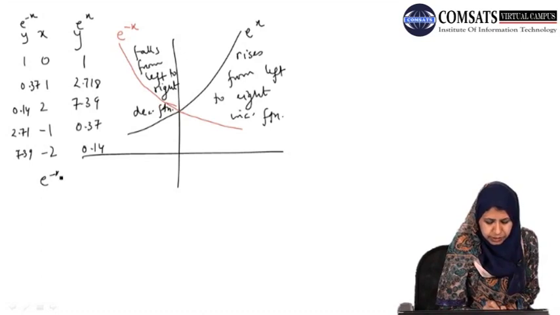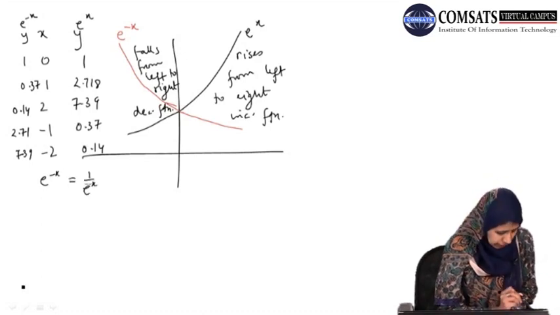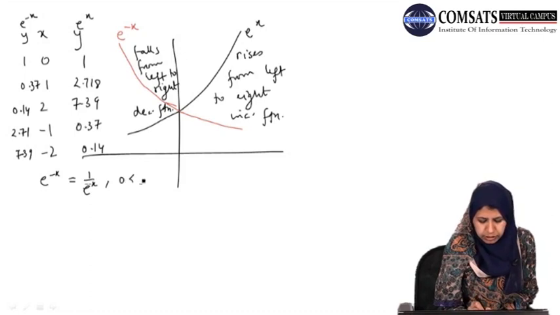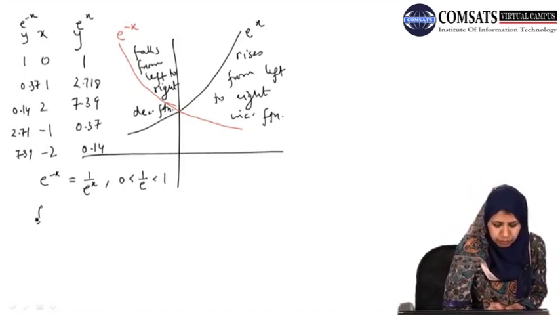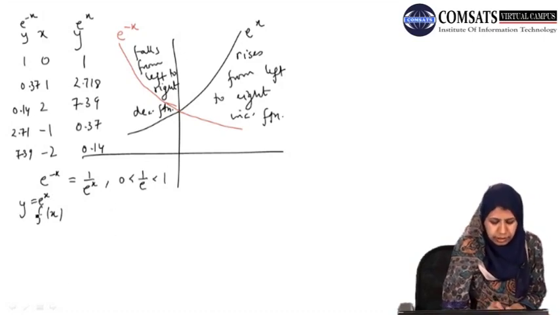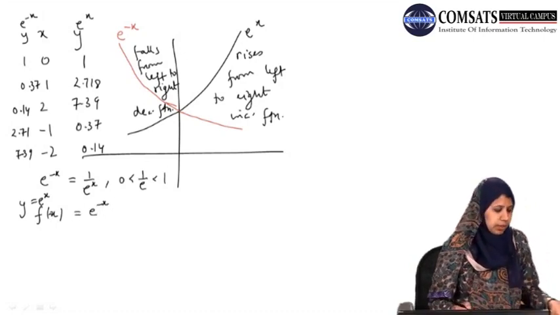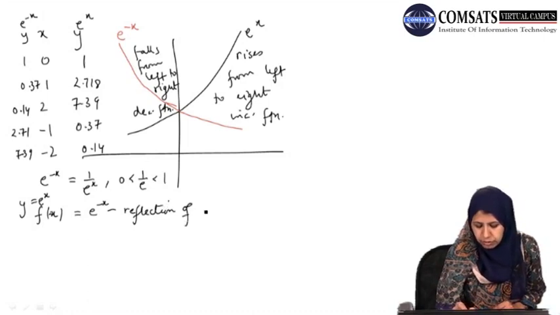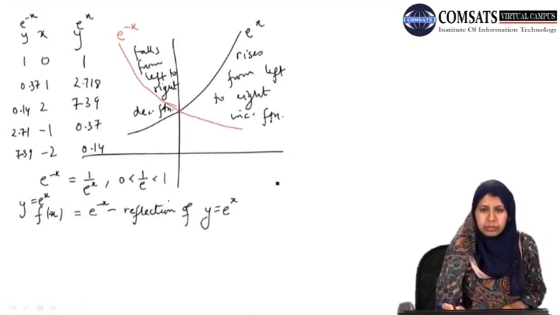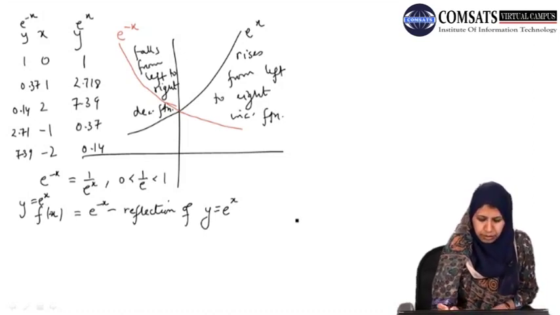Now e to the power minus x is nothing but 1 over e to the power x, and we know that 0 is less than 1 over e is less than 1. Also, if f of x is y is equals to e to the power x, then f of minus x is equals to e to the power minus x. That is, this graph is nothing but the reflection of y is equals to e to the power x.